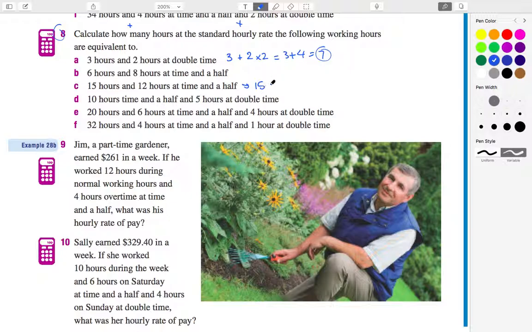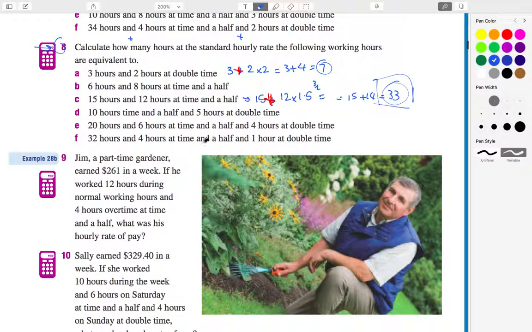Same thing with question C. So we got 15 hours plus 12 hours at time and a half. So you have 12 times 1.5. Okay, and that's going to be 3/2. So 18 plus 15, and that gives 33 hours. You can just chuck that in your calculator. I just did it quickly in my head. But yeah, chuck it in your calculator, get your answer. That's it. All right, don't forget, in the middle, you add. Okie dokie. So don't make that mistake. All right, so I hope that's clarified question 8.